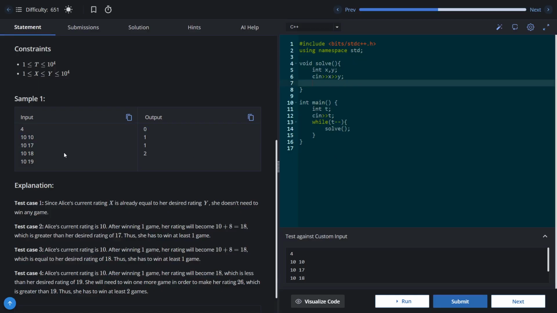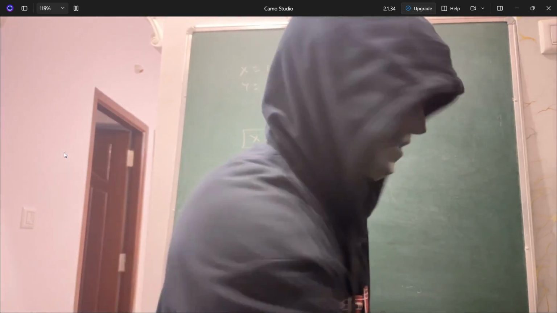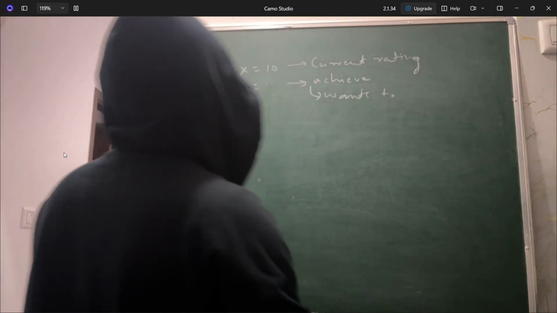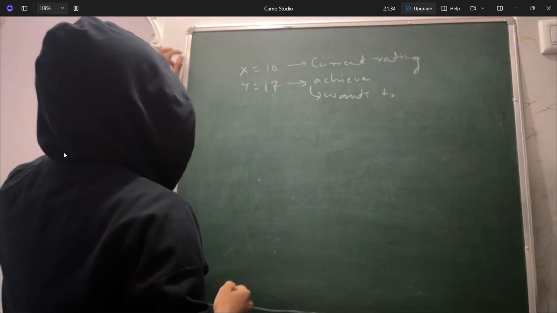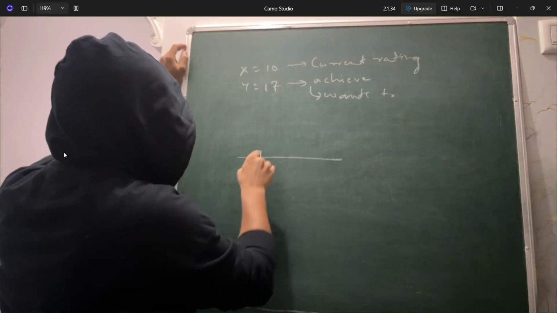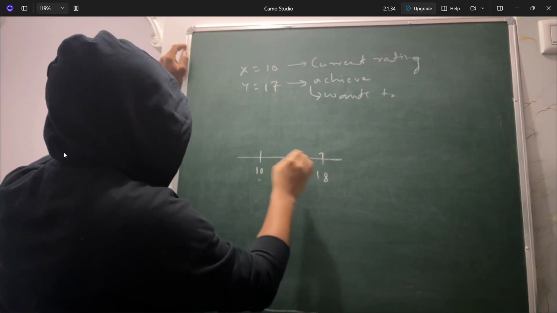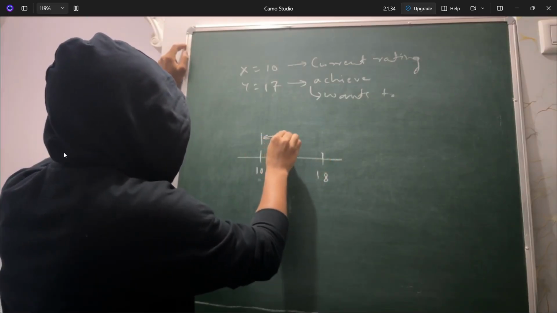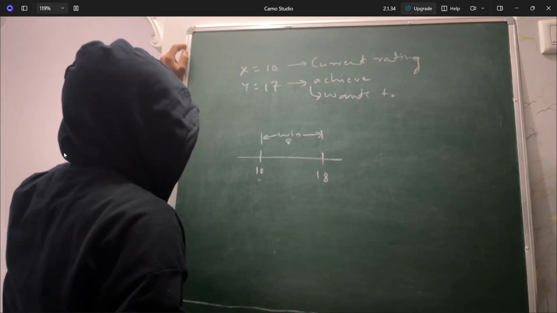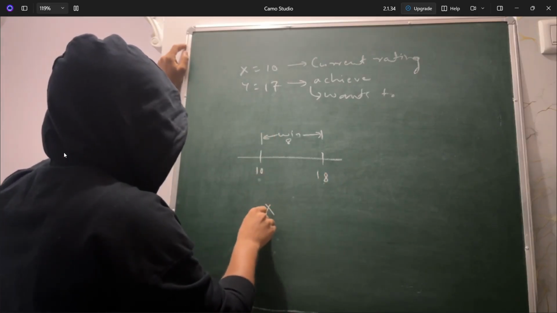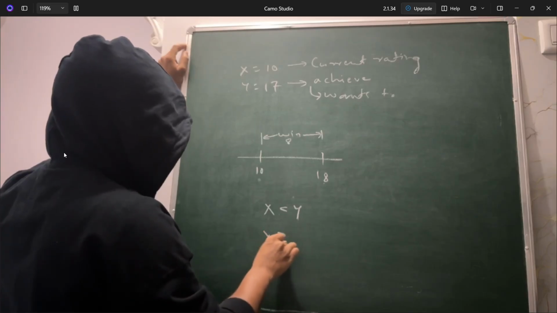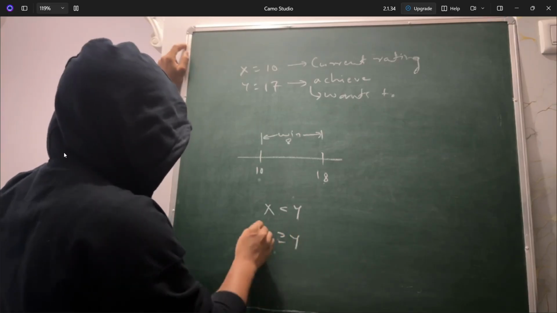Let's take this one, 10 17. So her rating is 10 and she wants to achieve a rating of 17. So how many games do you need to play? If you see on the number line, her rating is 10 right now. If she wins, her rating will be increased by 8 points, so her rating will become 18. Right now x is less than y, but she wants x to be greater than or equal to y.